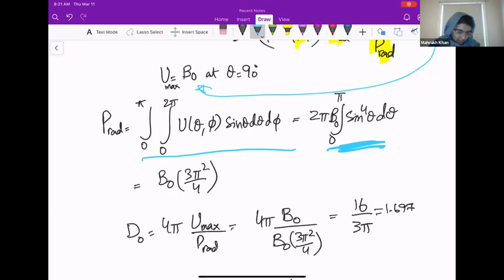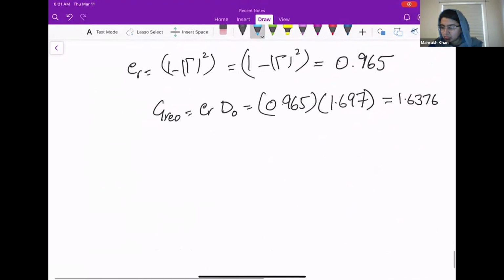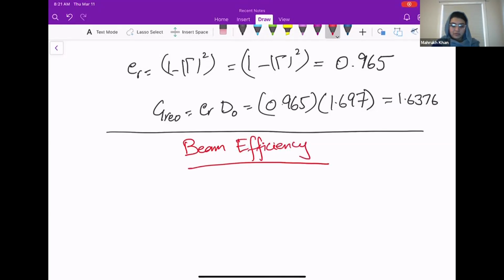Okay. So now I am just introducing 2 or 3 more quantities. So one is beam efficiency. So we talk about radiation efficiency, we talk about reflection efficiency. So this is another quantity that is called beam efficiency. So beam efficiency is something that talks about the major lobe, okay?